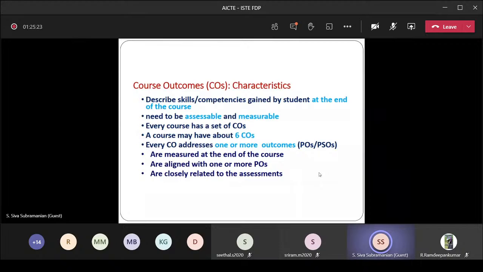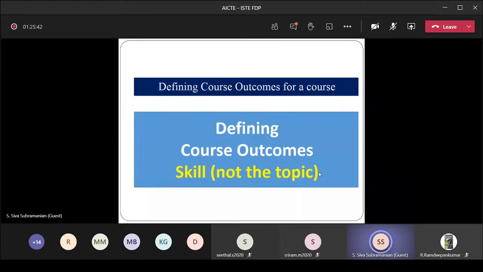It should be specific. It should be measurable. It should be realistic. It should be time bound. Okay, and a course may have 5 to 6 course outcomes, right? And every course should be mapped with the POs and PSOs, right? This is what we say. When you define a course outcome, you are not going to define that outcome with a topic. You're going to define that outcome with the skill level of understanding of the student. So when I say skill level, again, I'm going to use my Bloom's taxonomy.